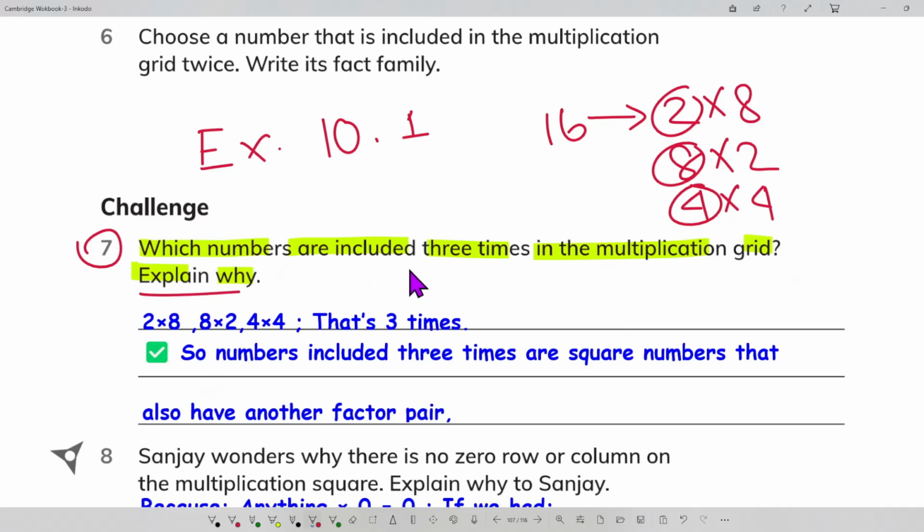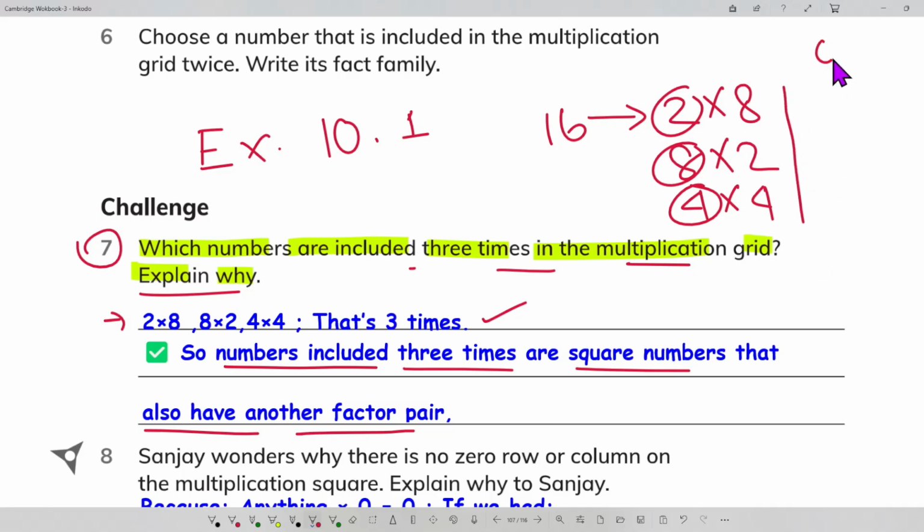Which numbers are included 3 times in the multiplication grid? So we already wrote 2 times 8, 8 times 2 and 4 times 4. That's 3 times. Numbers included 3 times are square numbers that also have another factor pair. What does that mean? Look, suppose another number like 36.